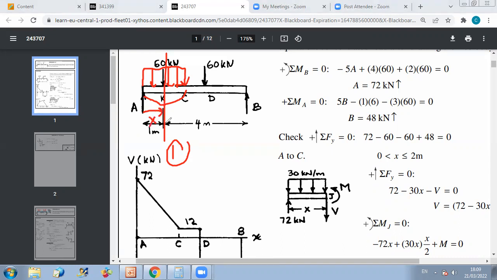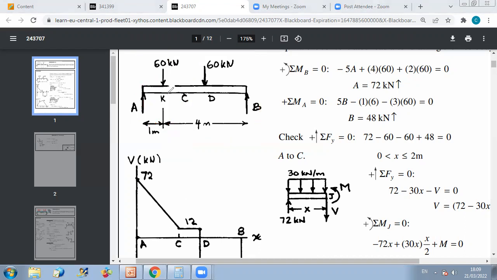Okay? And then x will vary from 0 to 2, because from 0 to 2, the type of load is not changing. Okay? And then I can replace x by any value from 0 to 2 to get the corresponding shear. And the idea will be to consider a section. Once I consider a section, I do the analysis of either the left part or the right part, I select the easiest one.